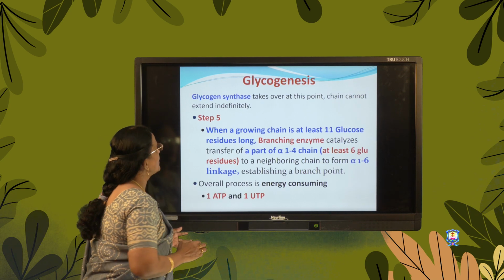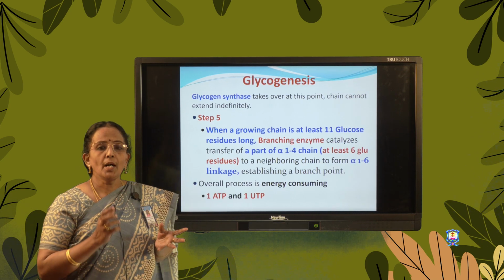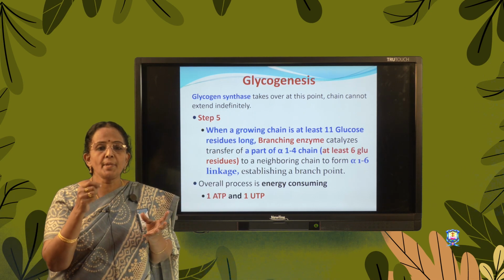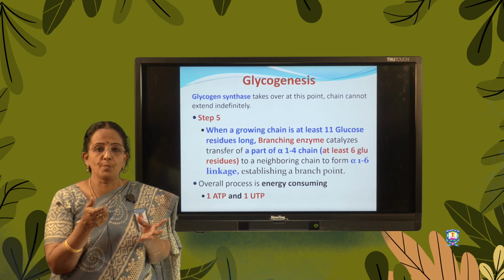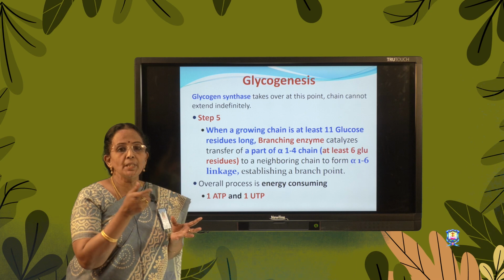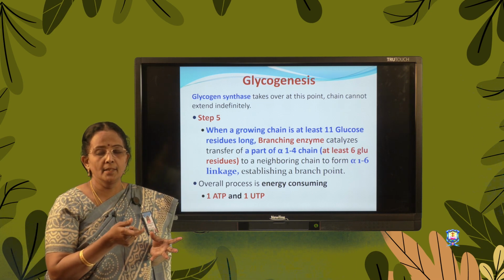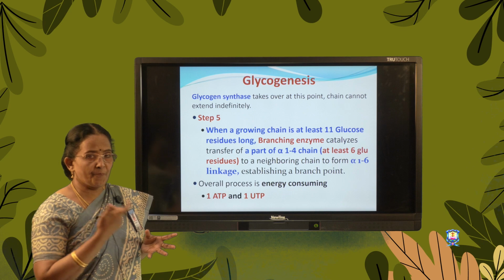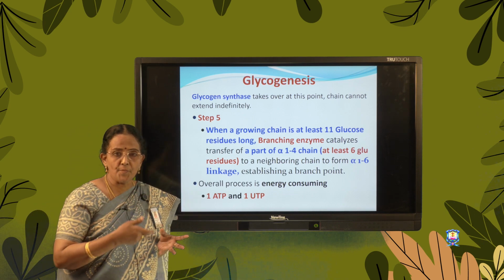Okay. So next we will move to step 5. Again the most important thing is, for glycogen synthase, how many glucose can be added in a branch? Not many glucose molecules. A maximum of only about 13 glucose molecules can be added. The next glucose cannot be added by glycogen synthase. So in step 5, the branching enzyme comes into action.